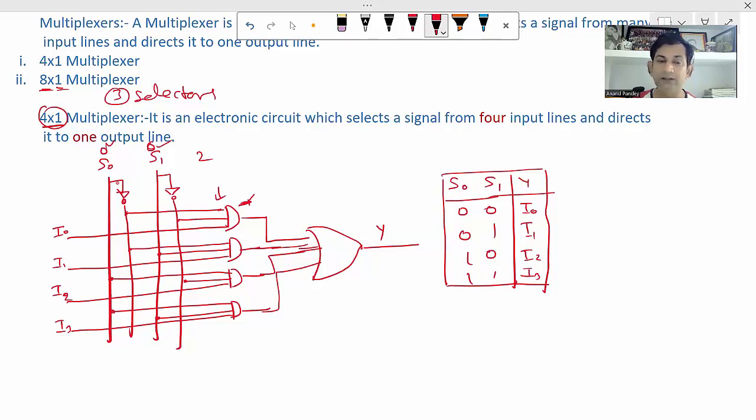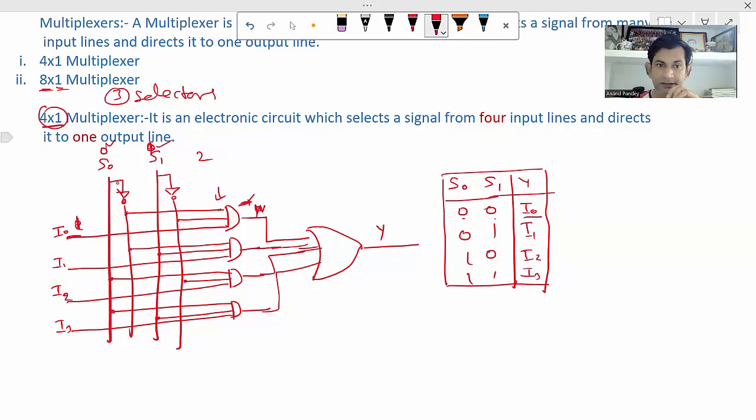This AND gate will be selected when the value of S0 and S1 is 0, 0. Whatever the input from I0, if it is 0, the output will be 0, and if it is 1, the output will be 1. Means if S0 and S1 are 0, 0, the output will be I0, whatever the value of I0. This is the working. That's why S0 and S1 are called selectors, because of these values, the AND gate, the output line will be selected.